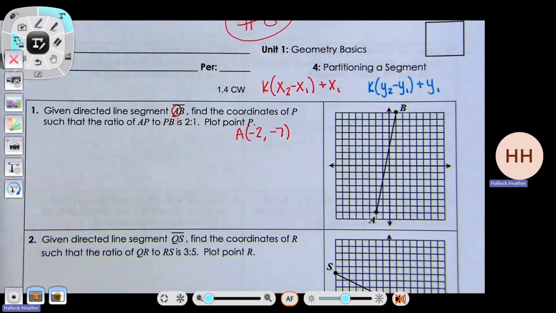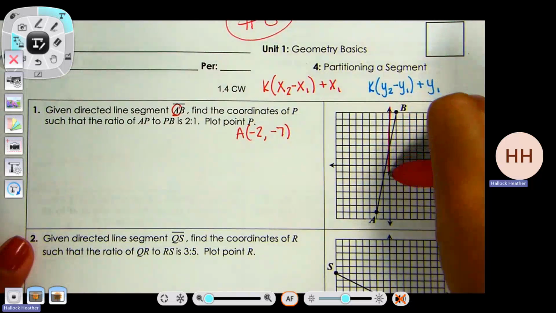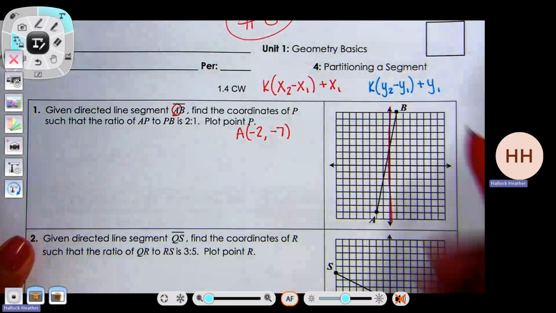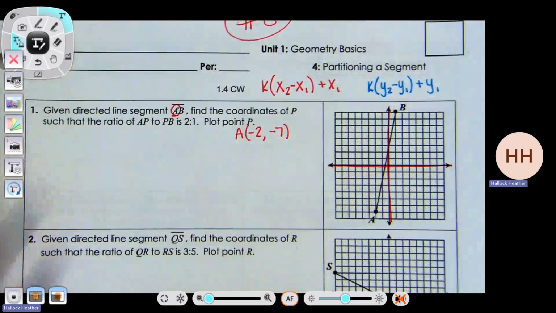Wait, can you zoom in? Girl, you've got the graph in front of you. I know, but the line is right here, and this is the line, and this is the line. Oh, okay. I was going to say. Okay. All right.